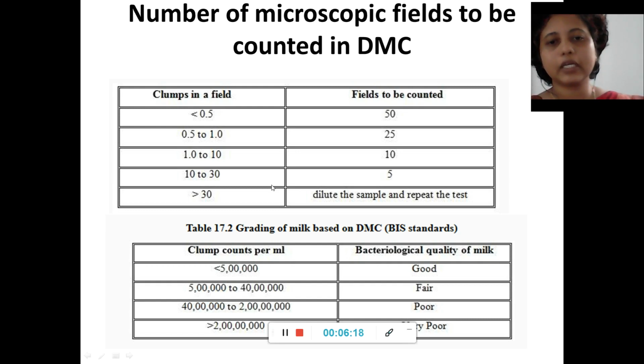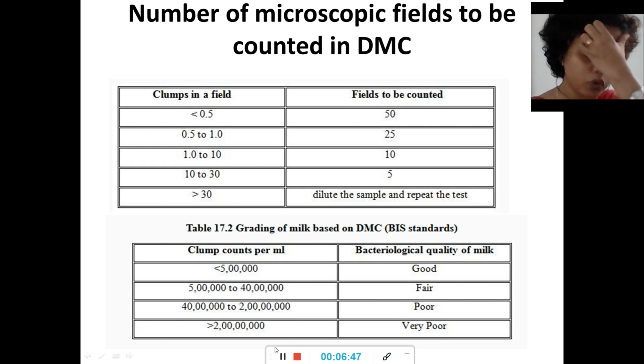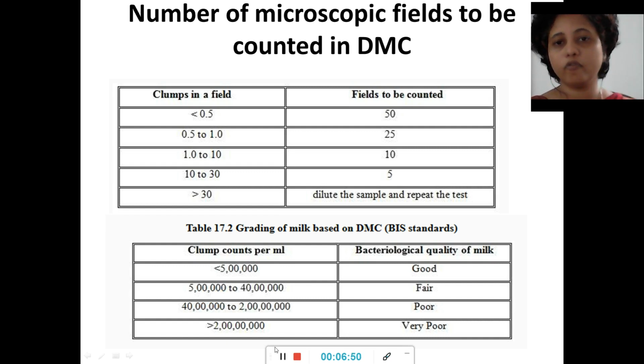And the grading of the milk based upon the direct microscopic count as per the BIS standards is that if the clump count is found to be less than 5 lakhs, the quality of the milk is good. If it is 5 lakhs to 40 lakh clumps, it is fair. But 40 lakhs to more than that, almost 2 crores, that is poor quality, and beyond that it is very poor quality.